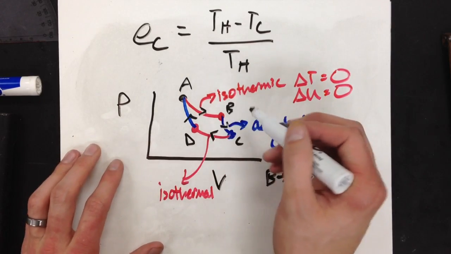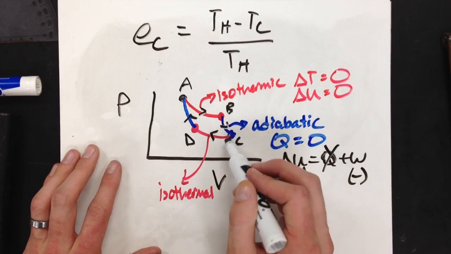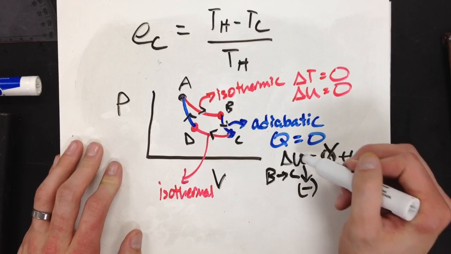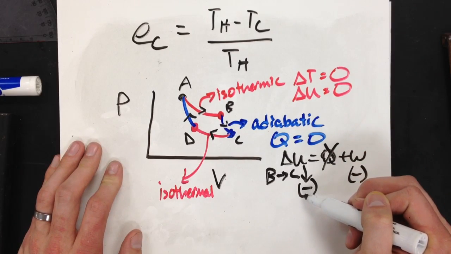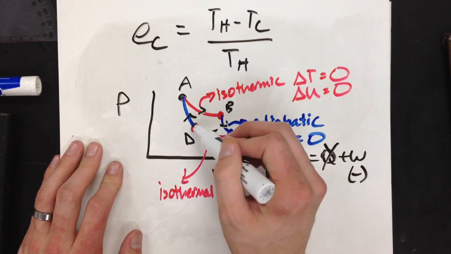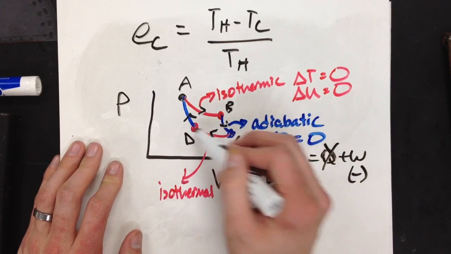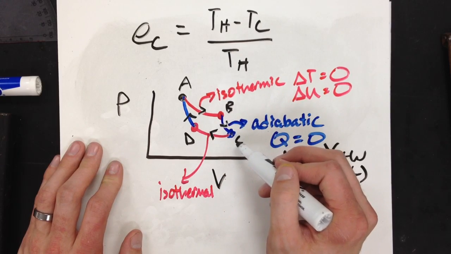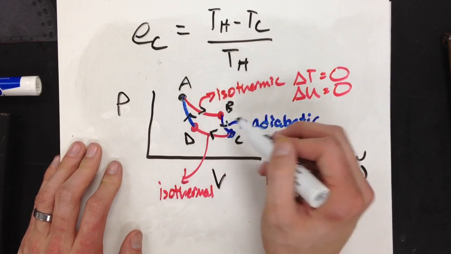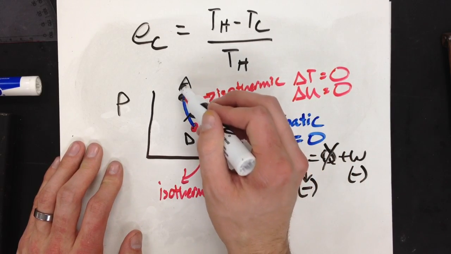So look at what's happening here. Isothermal means there's no change in temperature. Here there is no change in temperature. But B to C, my energy went down, which means temperature went down. So from here to here, I'm at a lower temperature for both of these because the temperature at D is the same as the temperature at C. But B is the same temperature as A, and the temperature at C is less than B, which means the temperature at D is less than A.